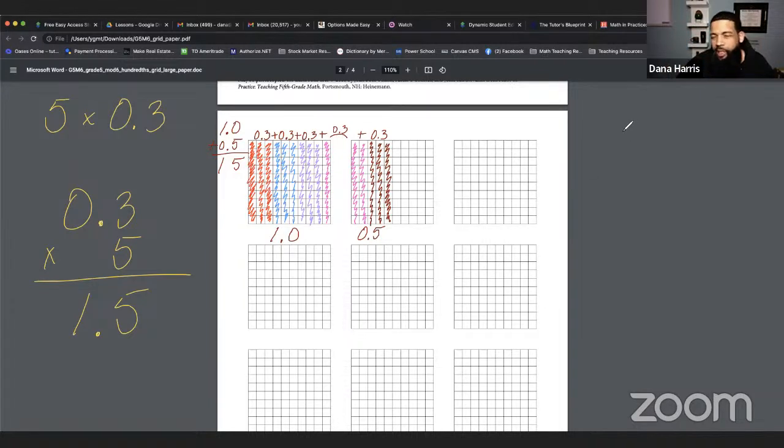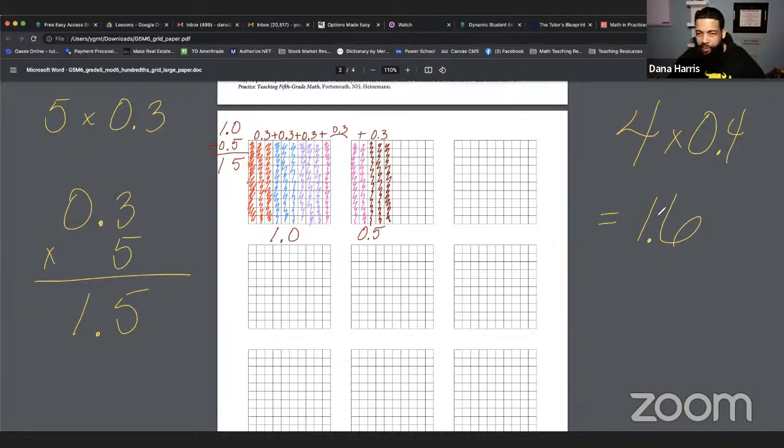I'll give you an example. Let's say I have 4 times, let's do 4/10, right? Well, 4 times 4 is 16, right? But there's 1 digit to the right of the decimal. So 4 times 4/10 is 1 and 6/10, right? I don't want to do the drawing of that one, but I want you all to see that, okay?